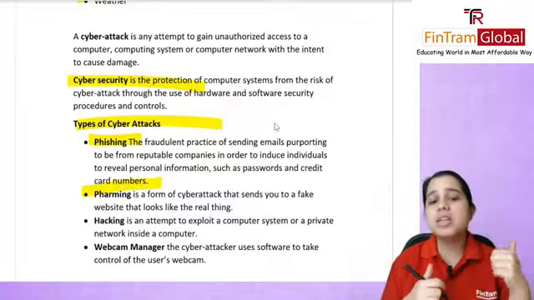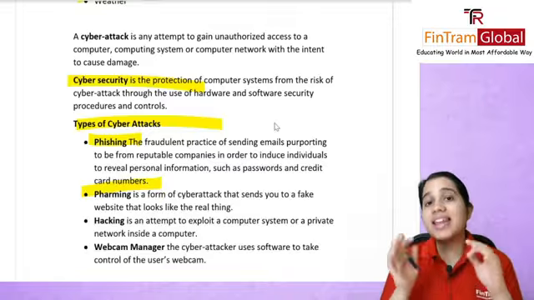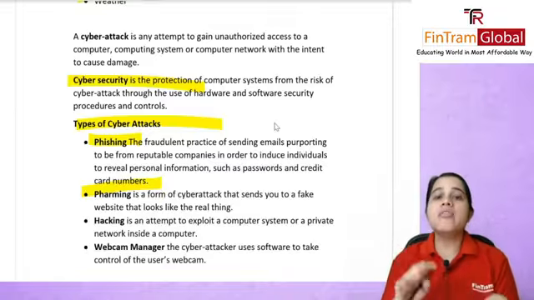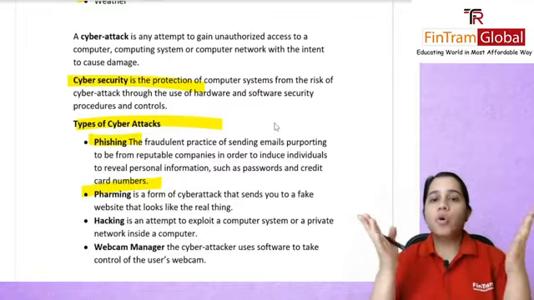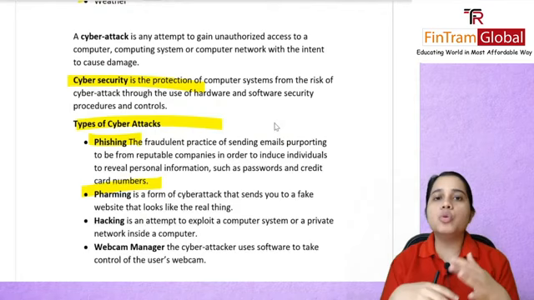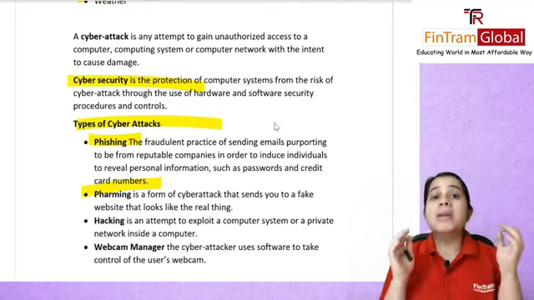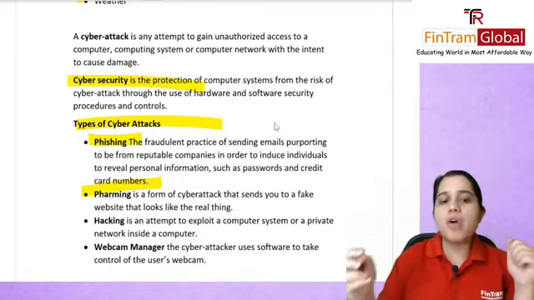You have pharming. It is a form of cyber attack that sends you to a fake website that looks like the original one. So maybe I type Citibank on Google and click on a link and a web page opens. I think this is actually the web page of my bank. I start putting in my ID and password, but actually that was a fake website. I was redirected to it. So that is your pharming.